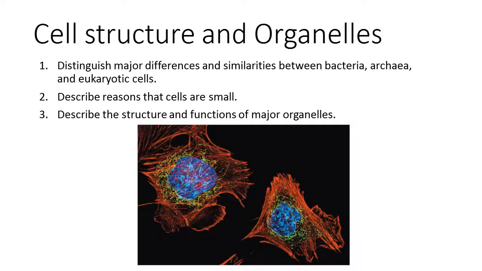This lecture is split into two parts, all containing cell structure and organelles. This is material from chapter 4 of your book. So we're going to discuss major differences and similarities between bacteria and archaea and eukaryotic cells, reasons that cells are small, and the structure and function of major organelles.